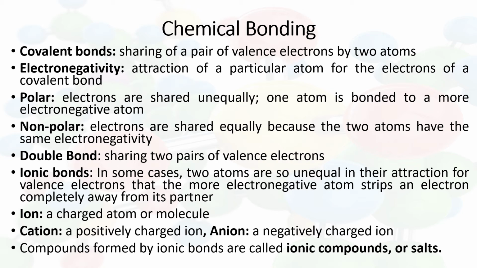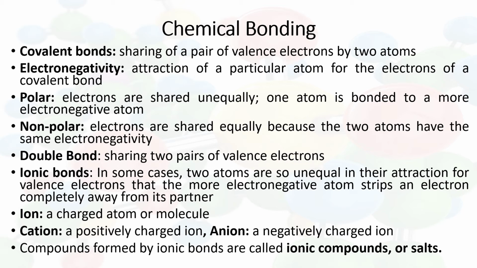The strongest kinds of chemical bonds are covalent bonds and ionic bonds in dry ionic compounds. Covalent bond. A covalent bond is the sharing of a pair of valence electrons by two atoms. Electronegativity is the attraction of a particular atom for the electrons of a covalent bond. Covalent bonds can be polar or non-polar. Polar bonds. Electrons are shared unequally in polar covalent bonds. One atom is bonded to a more electronegative atom. In a non-polar covalent bond, electrons are shared equally because the two atoms have the same electronegativity. A double bond means sharing of two pairs of valence electrons.